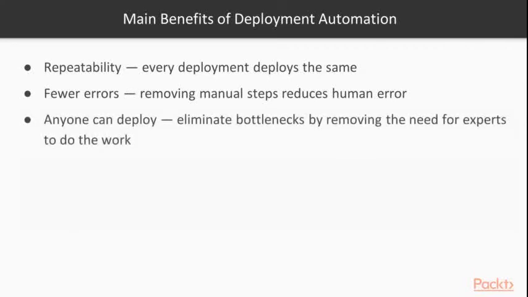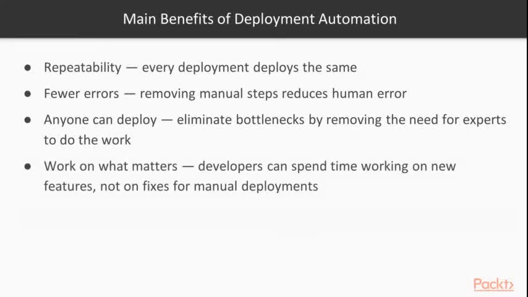Anyone can deploy also, so we are eliminating bottlenecks by removing the need for experts to do the work. So we only have one button that is called deploy and everything happens underneath. Everything is automated. We don't need an expert that only knows how to deploy, we can deploy it ourselves. We can work on what matters, so developers can spend time working on new features, not on fixes for manual deployments. Everything is automated, so we can shift developers' time towards creating valuable features, valuable software.